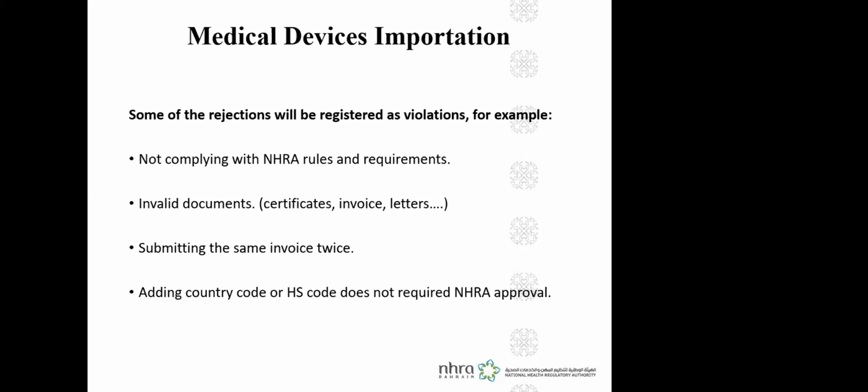Also, when you add a country code in the country code box or an HS code that does not require NHRA approval, it will cause a violation. For example, if your invoice contains one HS code and you put another HS code, this will cause a violation. If your invoice contains one item coming from China, and you add China and USA in the country box, this will register as a violation. Please make sure that you submit the correct information on your request to avoid any violations.